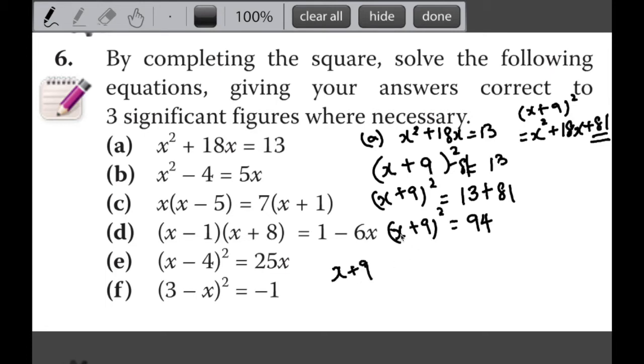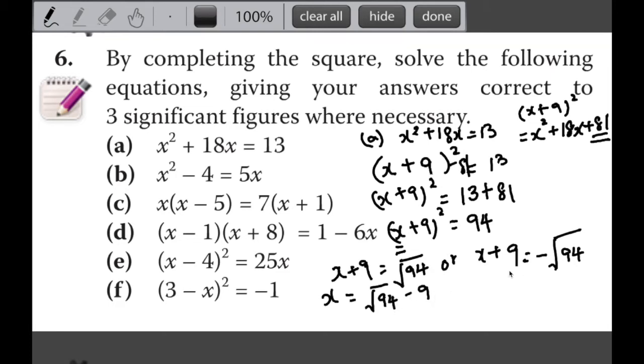So x plus 9, let's square root both sides because I don't want this square now. My ultimate aim is to find x. So this is almost like what we learned in Sec 2, make x the subject of formula. So I remove this square first by square rooting on both sides. So I have x plus 9 equals square root 94 or x plus 9 equals negative square root 94. Then my x is now the subject of formula. I have x equals square root 94 minus 9 or x equals negative square root 94 minus 9.